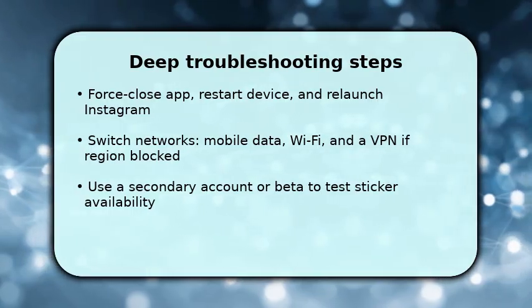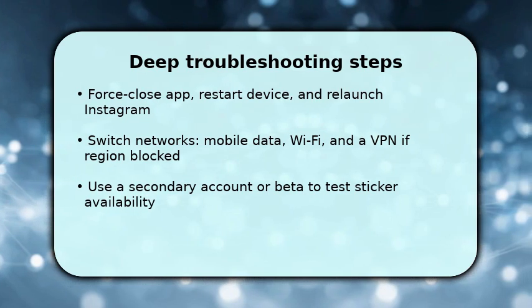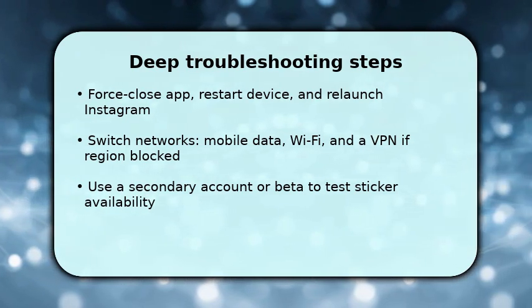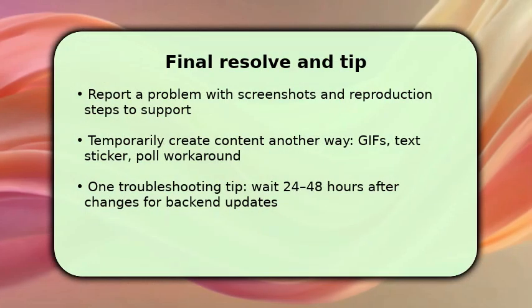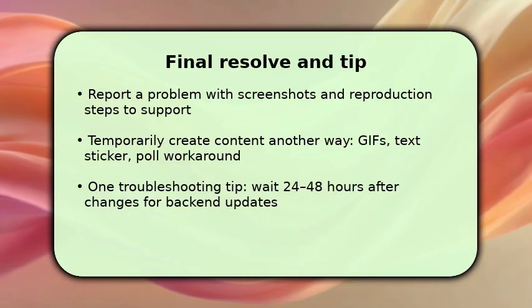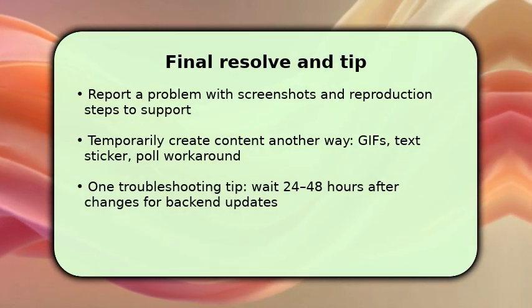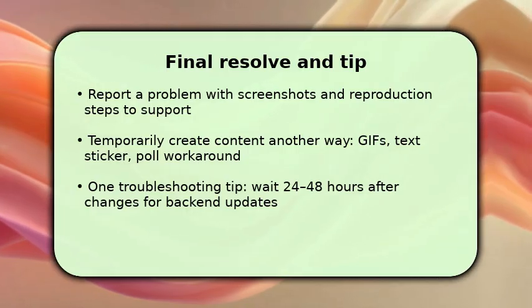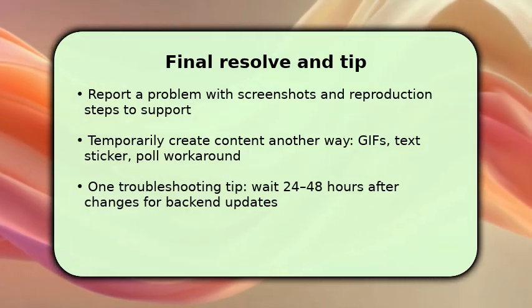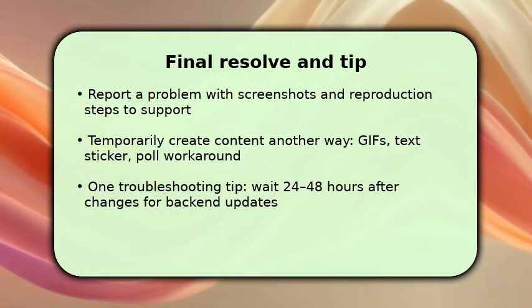If a feature flag is delayed, submitting bug feedback from settings while reproducing the missing sticker helps. To finish, apply final fixes and a robust fallback plan so you can post now. If stickers still vanish, report a problem with exact steps and screenshots. Include account type and region so the team can trace logs. Meanwhile, recreate the intended interaction with GIF, text overlays, or poll stickers as a workaround.